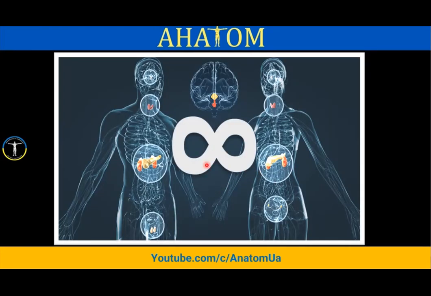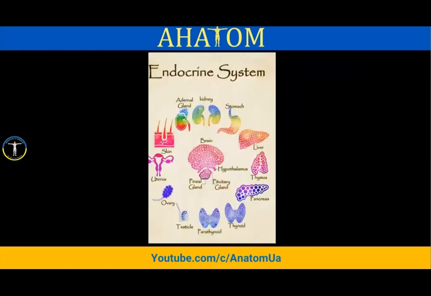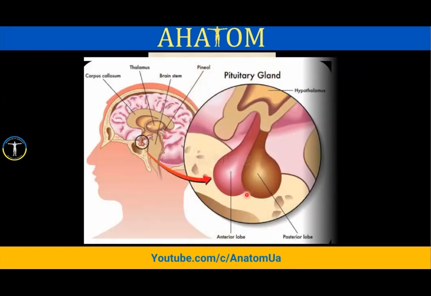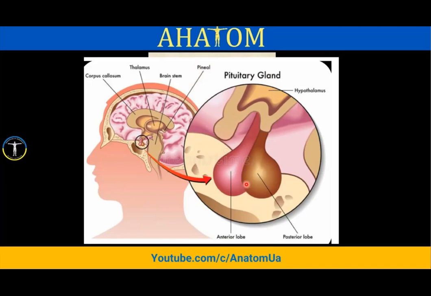Which organs do you remember in the endocrine system? First of all, if we speak about the endocrine system, it's not only thymus, pancreas, thyroid, parathyroid, testicle, ovary. Plus, it's the uterus, skin, kidney, stomach, liver, heart, brain, because in these organs there is also some endocrine function. Okay, pituitary gland, you remember anterior and posterior lobe.